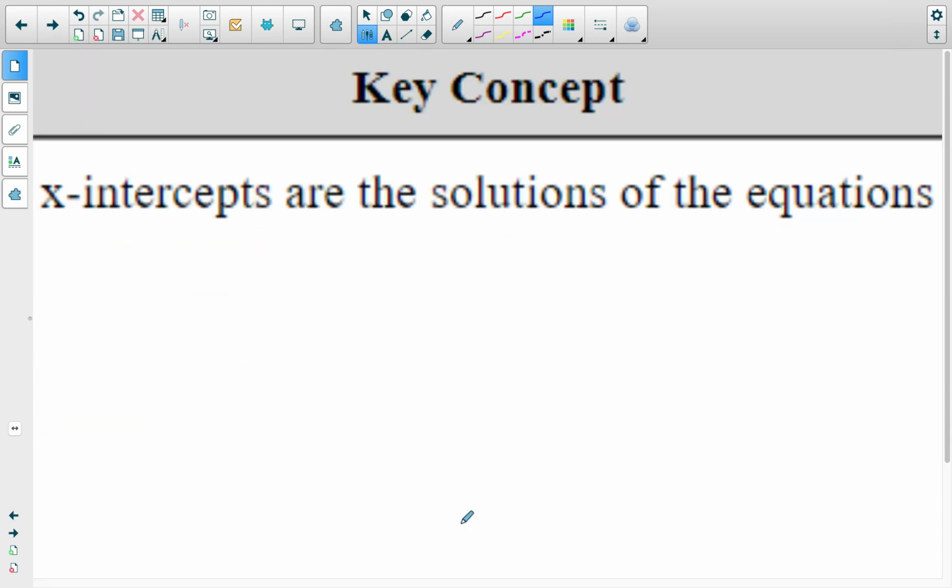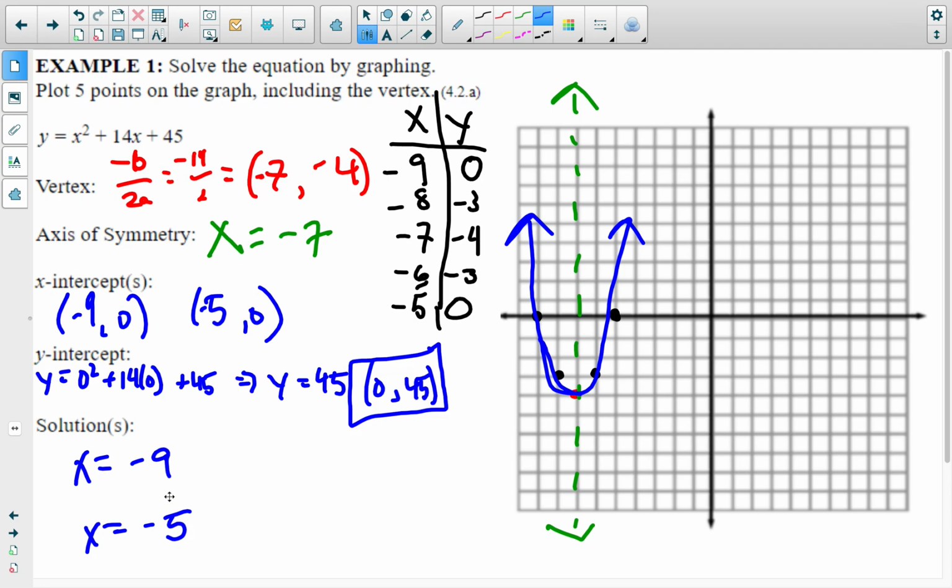Okay. So this key concept: x-intercepts are the solutions of the equation. Whenever I ask you to solve an equation, in general, think back to Algebra 1. If you saw x plus 3 equals 3, then when you solve for x, get it by itself, x equals 0. That's an algebraic way, and then this is the graphic way to do that. Just look and see where your function crosses the x-axis.